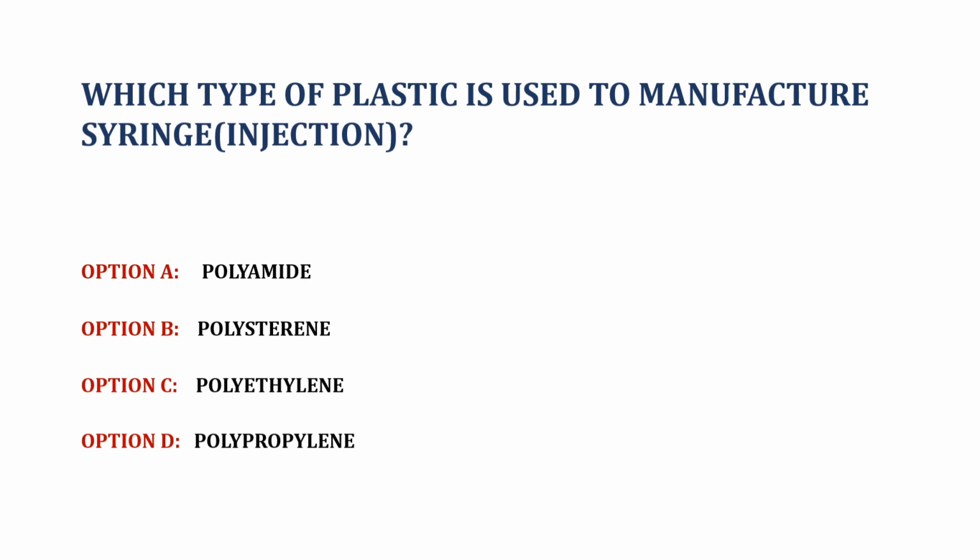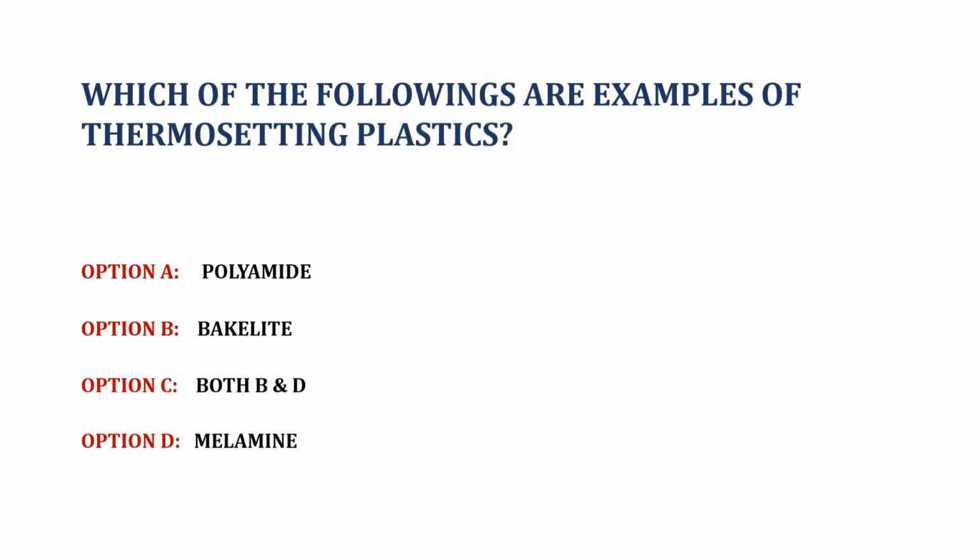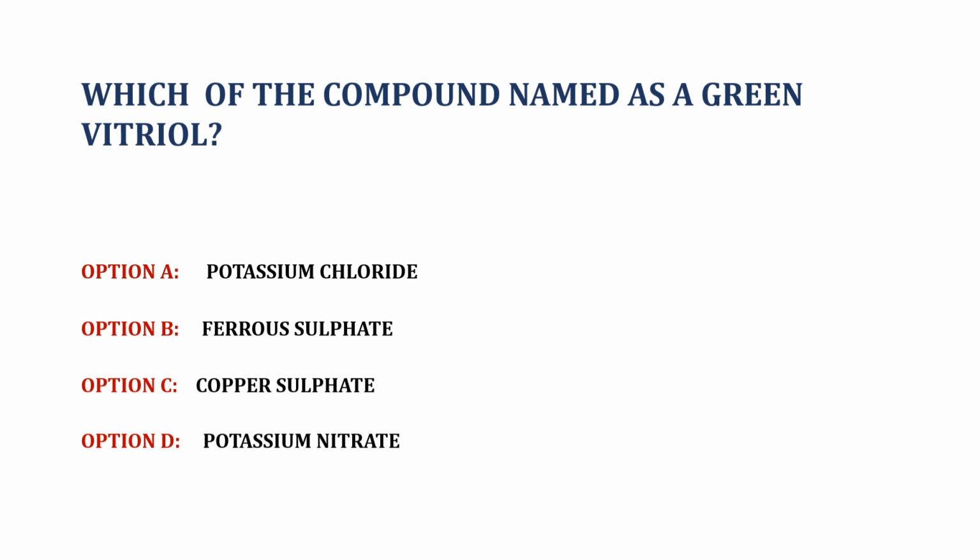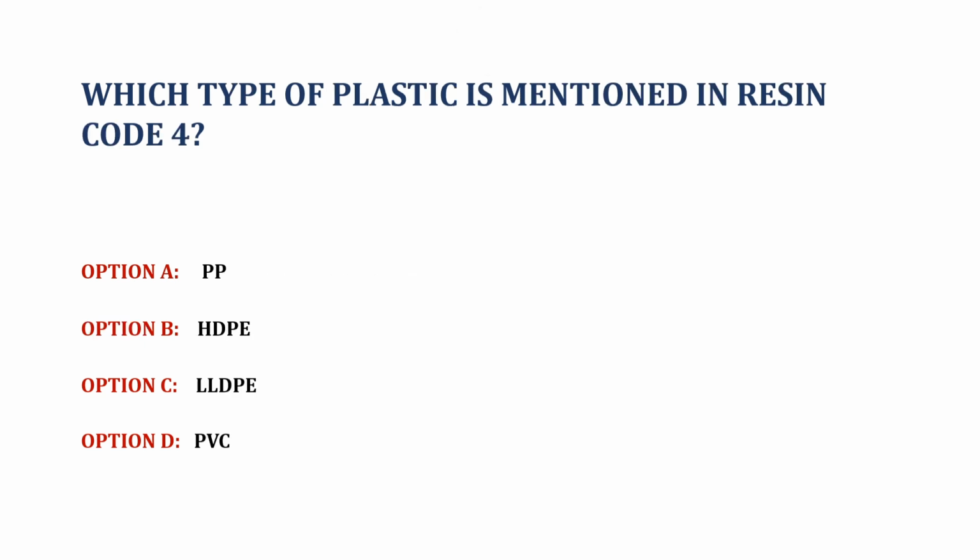Which type of plastic is used to manufacture syringes? Option D. Polypropylene. Which of the following are examples of thermosetting plastics? Option C. Both B and D. Which compound is named green vitriol? Option B. Ferrous sulfate. Which type of plastic is mentioned in resin code 4? Option C. LLDPE.